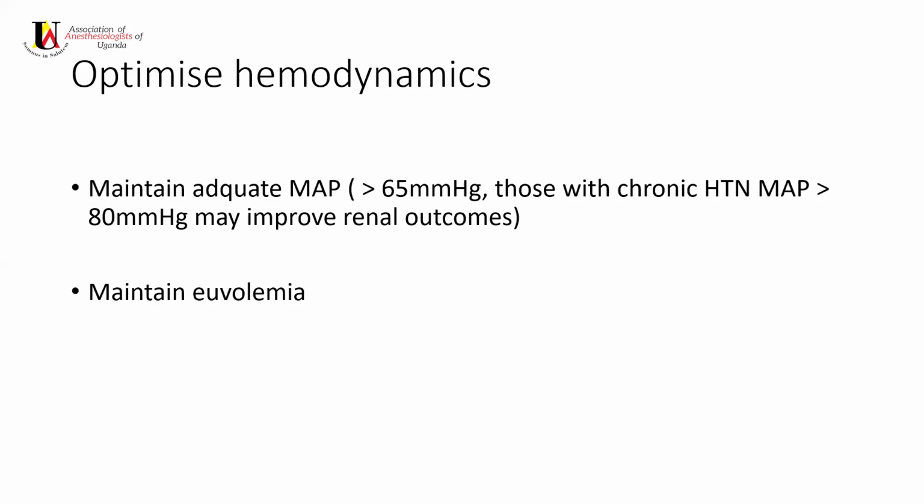And then you wouldn't want to overhydrate a patient who has acute kidney injury because they are not able to excrete too much of what you provide. And you also wouldn't want to keep a patient hypovolemic or dehydrated, because you want to reduce the instances of acute tubular necrosis and improve renal perfusion. So the goal is to maintain euvolemia.